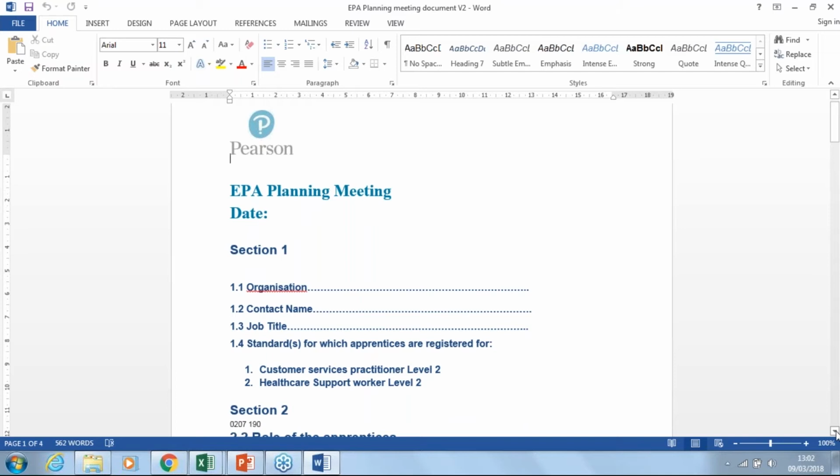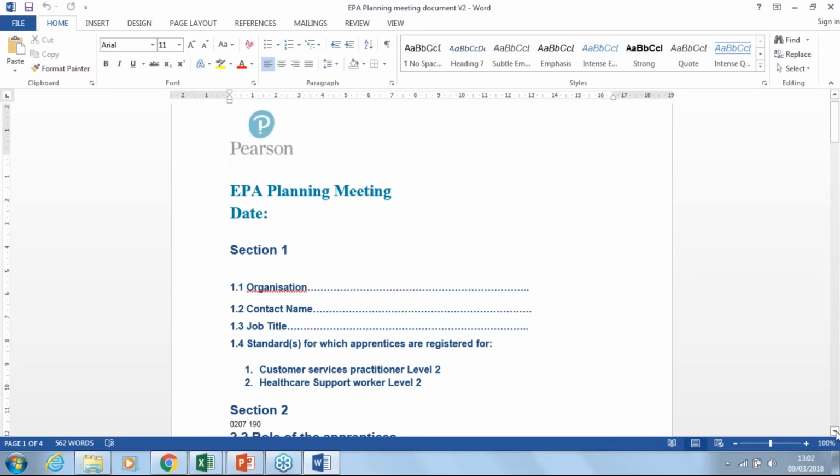So here you would see that we've got a planning meeting document. And again, I'm showing a document, but essentially all of the information that is gathered will go onto our system. So it's not a paper-based process, it's going to be an online process. So we've got digital information gathering that's happening.